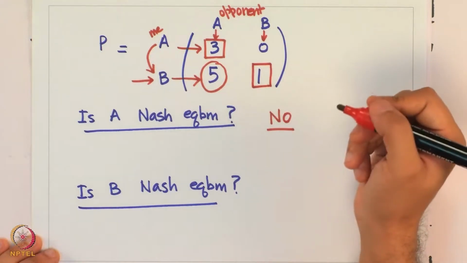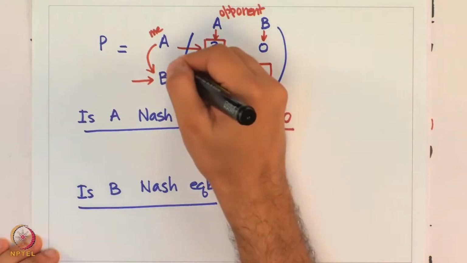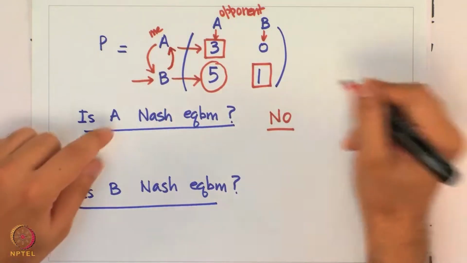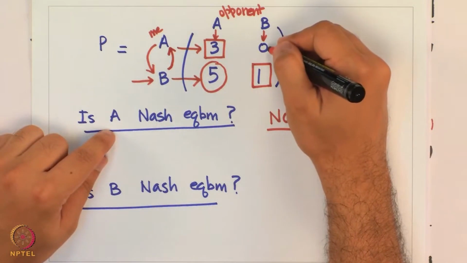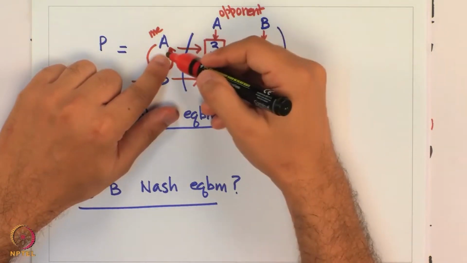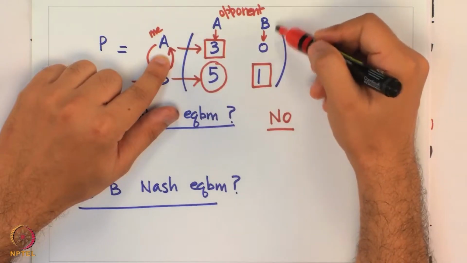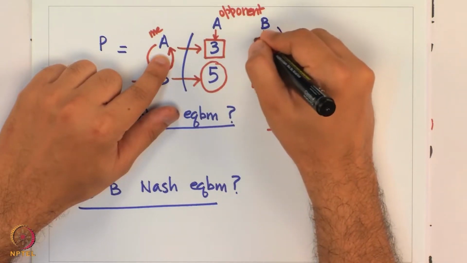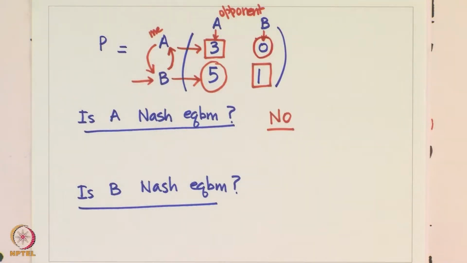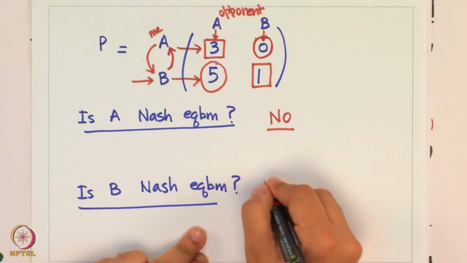Both of them are getting payoff 1. Now if I decide to switch from strategy B to strategy A, then my opponent is of course still playing strategy B. In that case, my payoff when I am playing A and the opponent is playing B is actually equal to 0. Hence there is no incentive for me to switch from strategy B to strategy A, hence B is a Nash equilibrium.